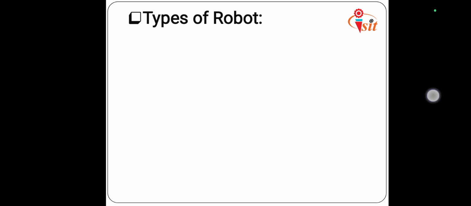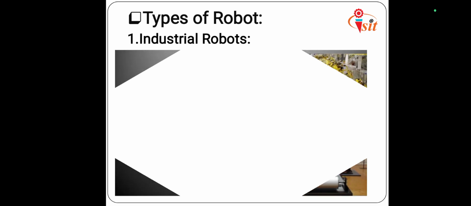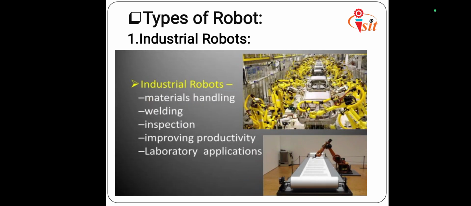One types of robots. Robots can be classified into many categories. First one is the industrial robot. So industrial robot is that robot which is used to handle material in case of line. It can be used for welding purpose. It can be used for inspection purpose. Industrial robots can be used to improve the productivity or laboratory application.